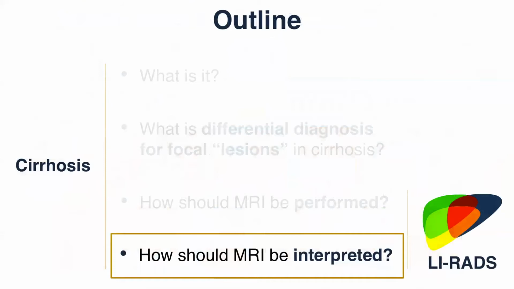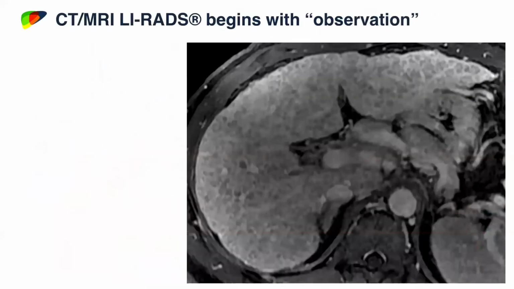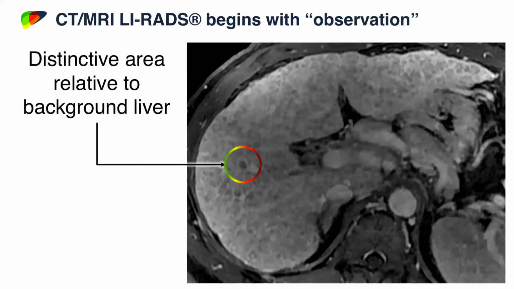Okay, so how should MRI be interpreted? Well, CT and MRI begins with an observation. So this liver is cirrhotic. We can see that it's nodular. We can see that within the liver, there are all of these smaller nodules surrounded by fibrosis, and we're looking for something in this cirrhotic liver that looks different than the background. And there we see a small nodule that looks different than the background liver. It's distinctive from the background liver, so this is an observation.